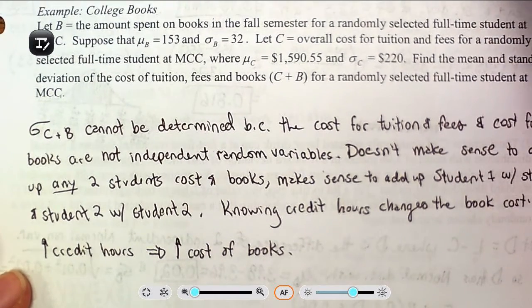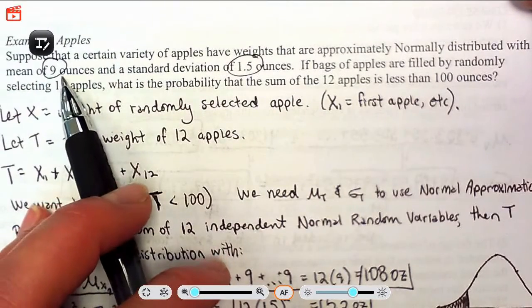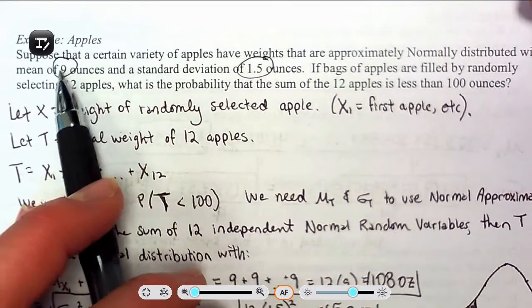So these are not two random variables like choosing 2 weights of apples, where there's a known mean of 9 ounces and a known standard deviation of 1.5 ounces, and there's a little variety in apple size in that pack.